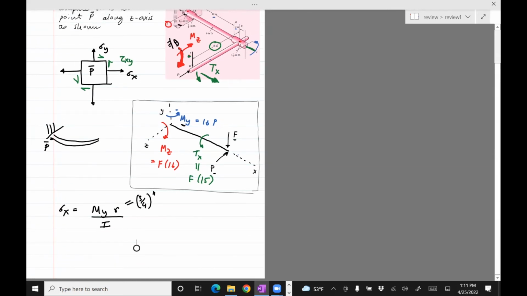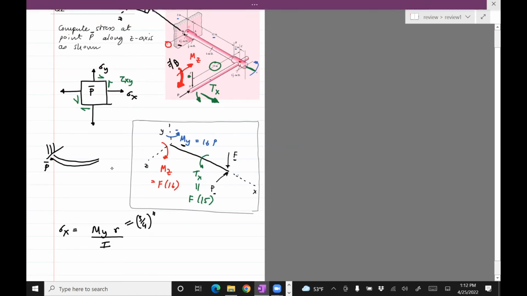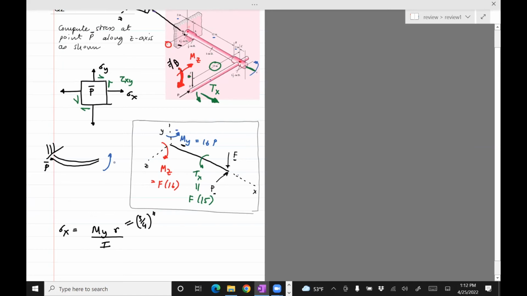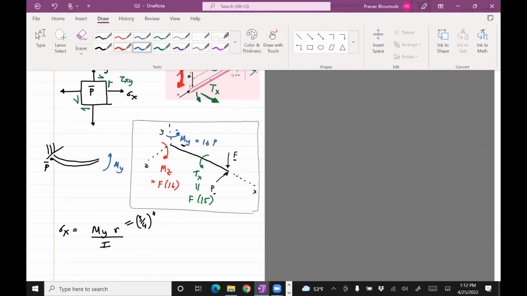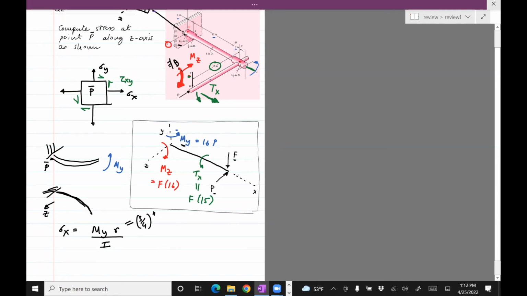What about Mz, would Mz cause a stress at P prime? So what Mz does is, so this is the effect of, I should write this down. So it's the My. So Mz will cause this to bend in this fashion. So this is the z plane due to Mz.